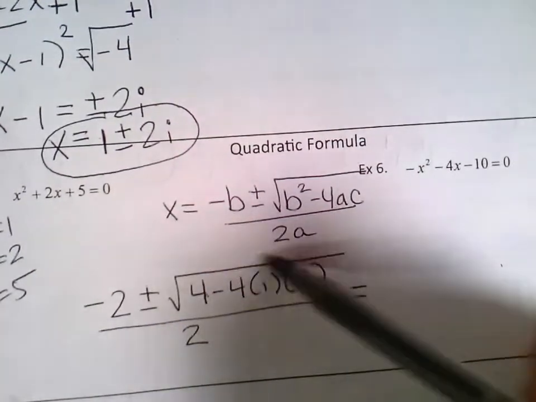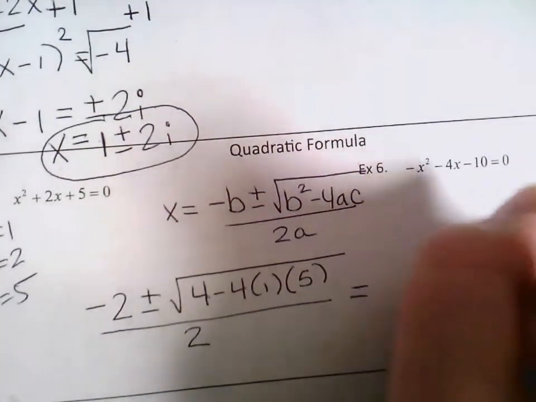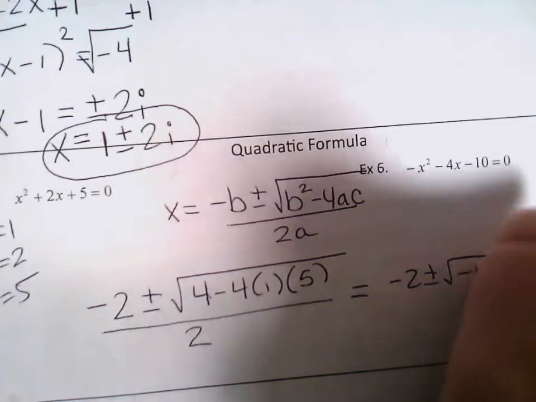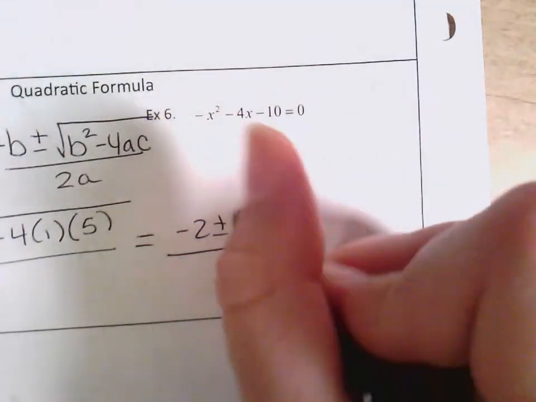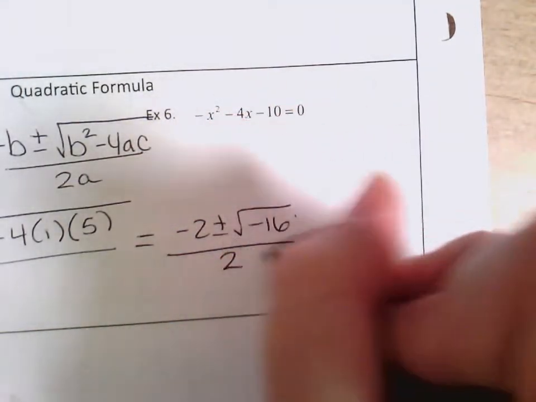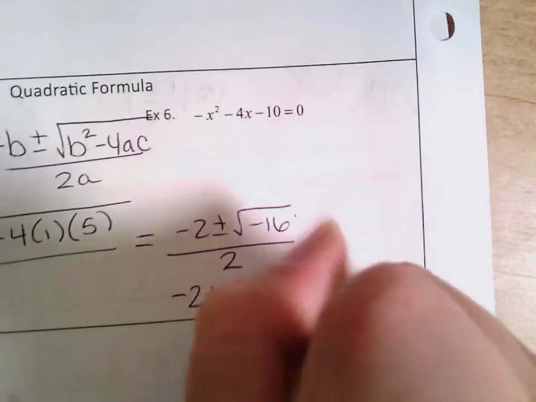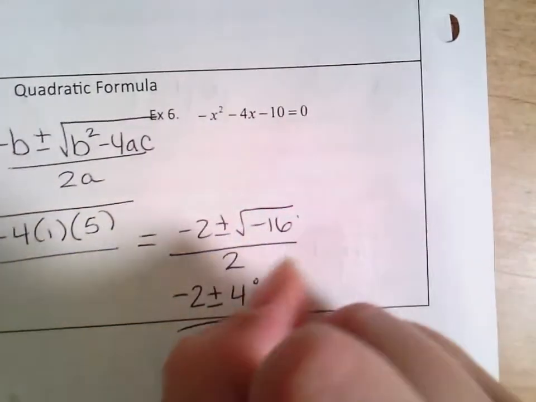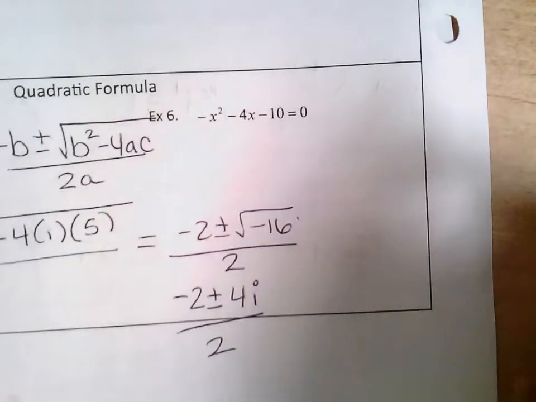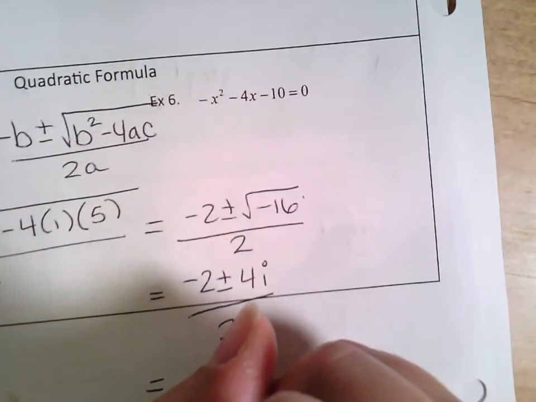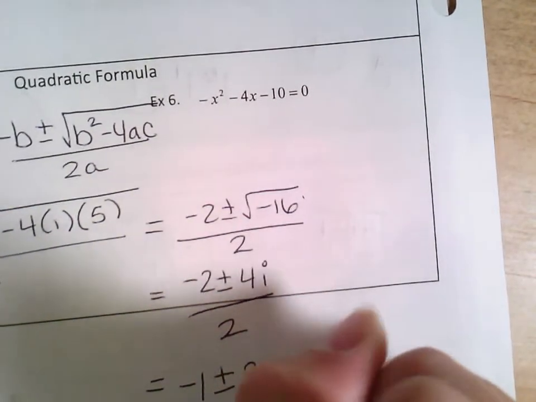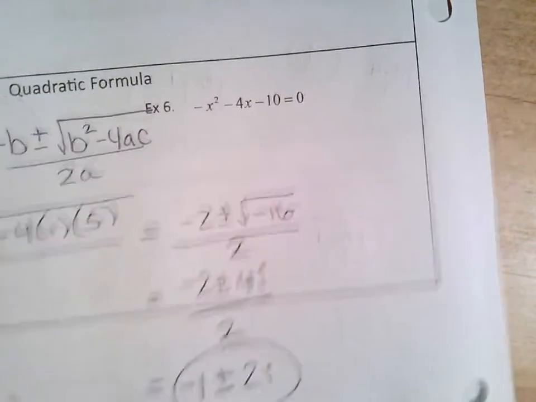4 minus 20 is -16. So I have -16 under the radical. Usually I would say no solution. The square root of -16 is 4i. So this is really -2 plus or minus 4i divided by 2. And I could really divide both terms by 2. So -1 plus or minus 2i is my final answer.